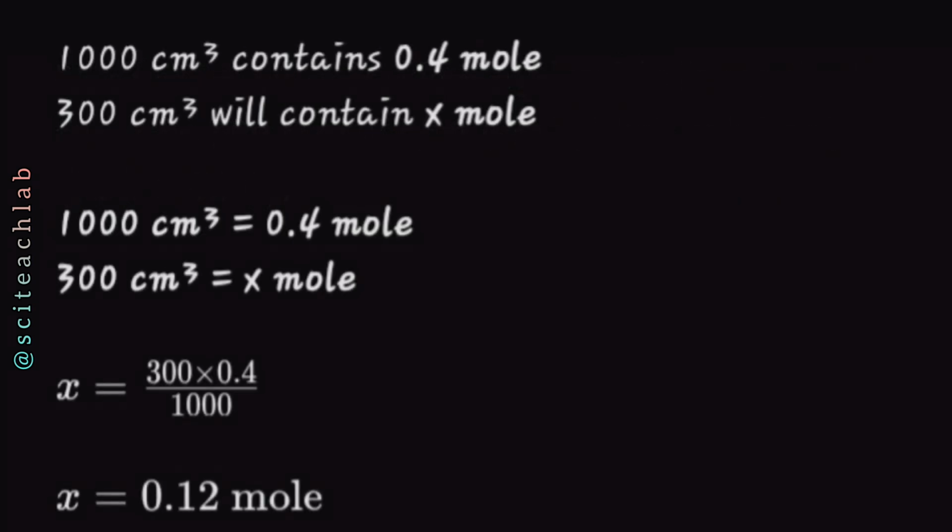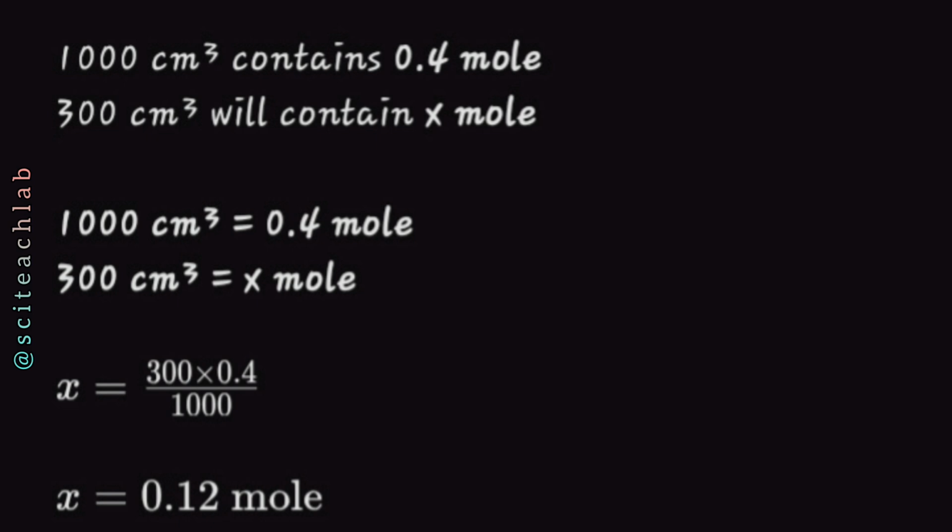So your question is, if 1000 cm cube contains 0.4 mole, then 300 cm cube will contain what? And then you put that mathematically. 1000 cm cube equals 0.4 mole, 300 cm cube equal to x. You make x subject, and you find that x will be 300 times 0.4 all over 1000, which will be 0.12 moles. Now you've converted to moles. Remember, you're not asked to find moles. You're asked to find mass, the mass of potassium hydroxide.